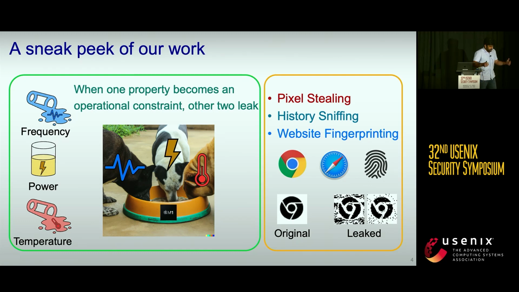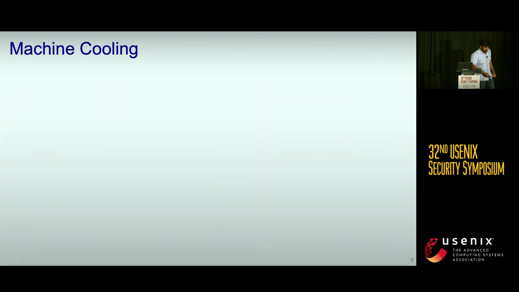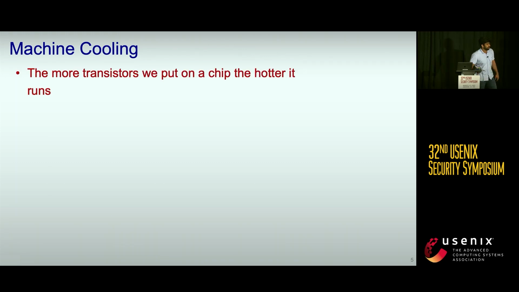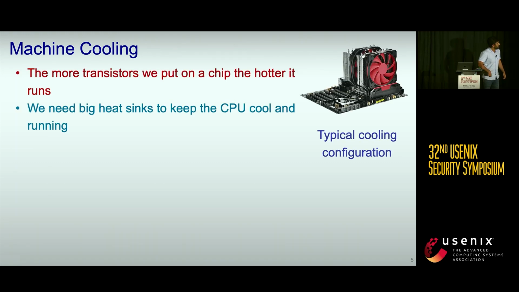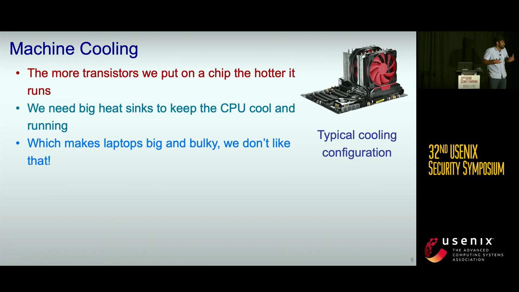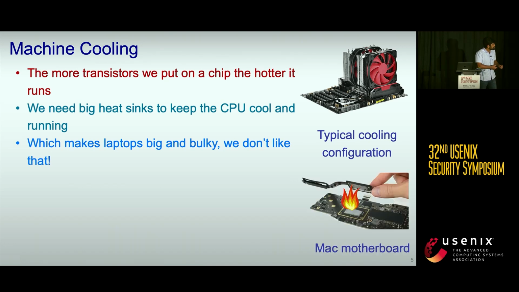So how do we go about this? Before talking about side channel attacks, let me first talk about machine cooling. So the more transistors we put on a chip, the hotter it runs, which is why we need big heat sinks to cool the CPUs down. But these heat sinks will make our laptops big and bulky, which we don't like. We like thin laptops these days. So what do these laptops do? They install really small heat sinks, which don't usually have the heat dissipation capacity to cool the CPU down when it's running at its maximum utilization.